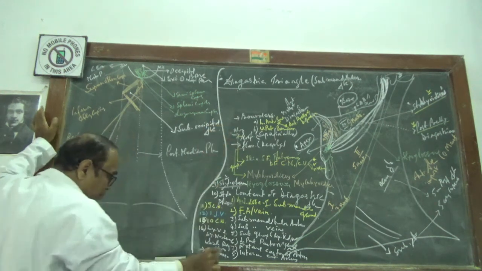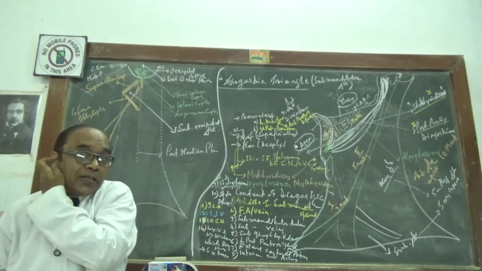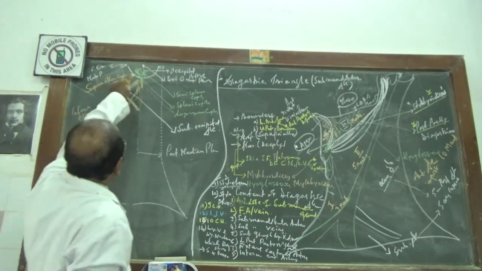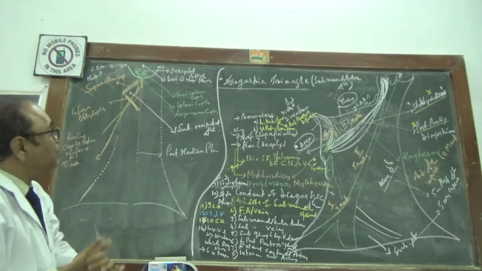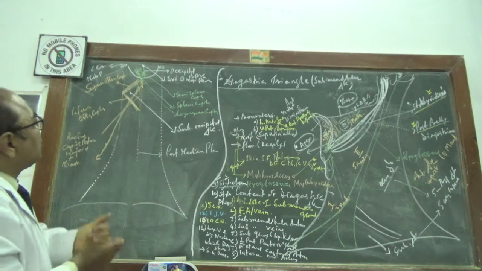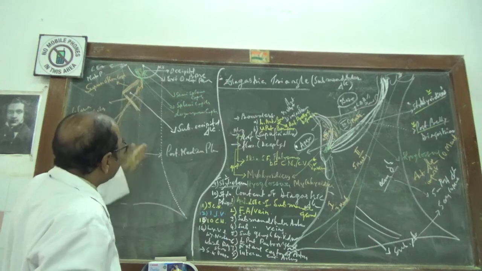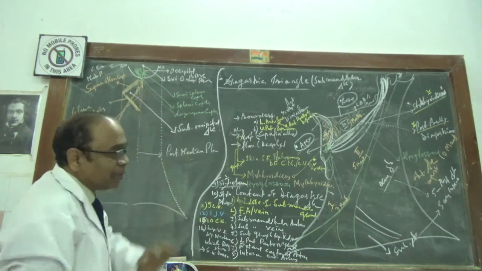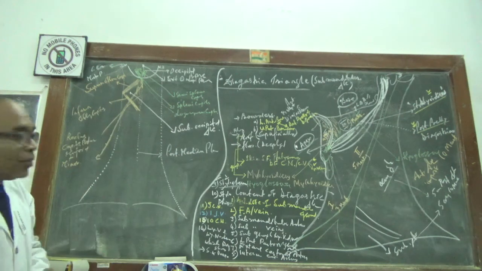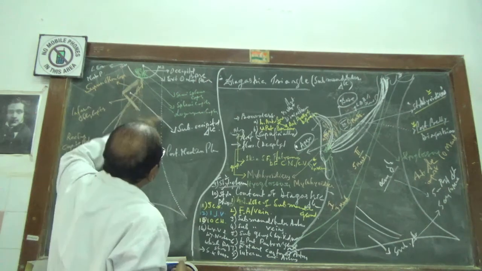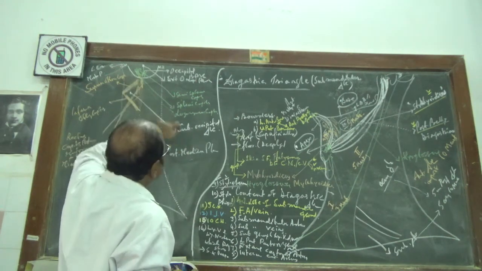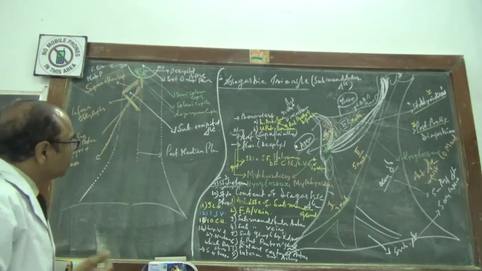Suboccipital triangle, which is also important, is a triangle present just below the occipital bone on either side of the posterior median plane, one on either side. It is so called because it is present below the occipital bone.